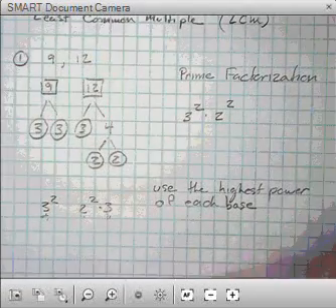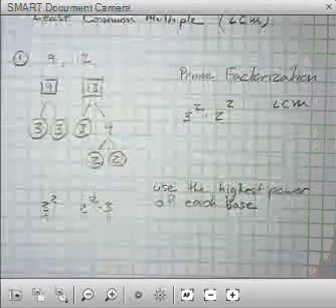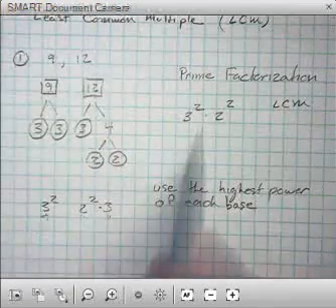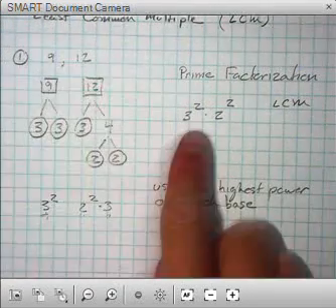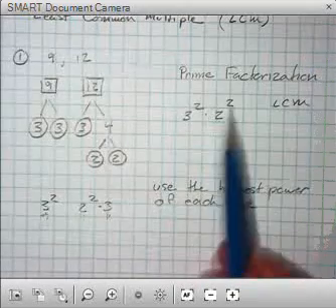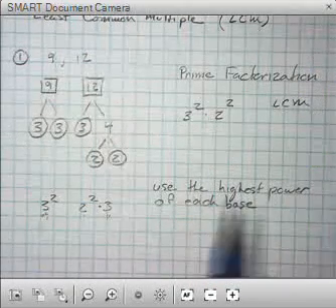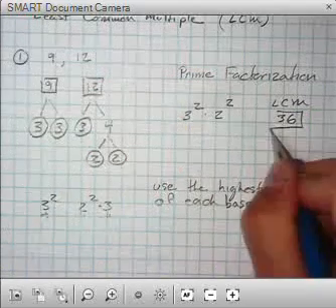Now, in order to find the least common multiple, all I have to do is multiply those factors. In your calculator, or not, 3 squared, what is 3 squared? 9. And then 2 squared is 4. So what's 9 times 4? 36. So your least common multiple is just 36.